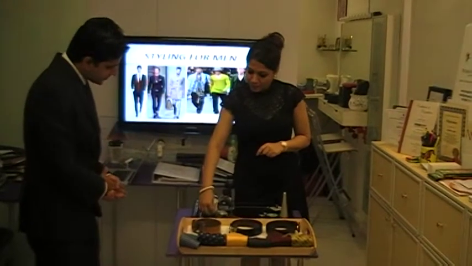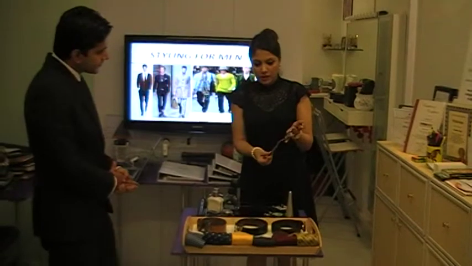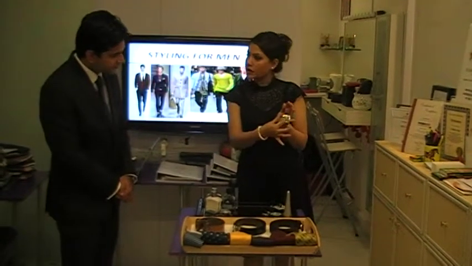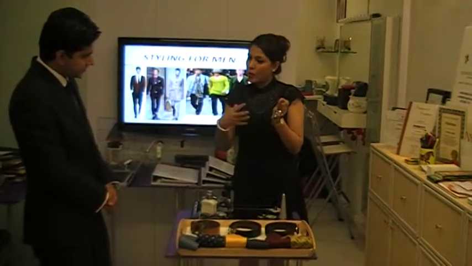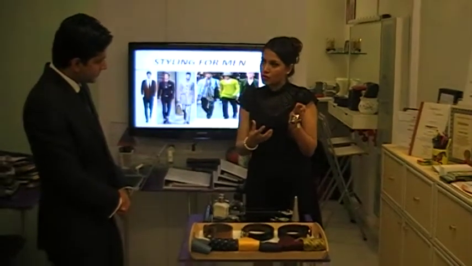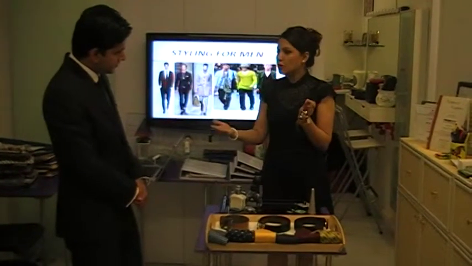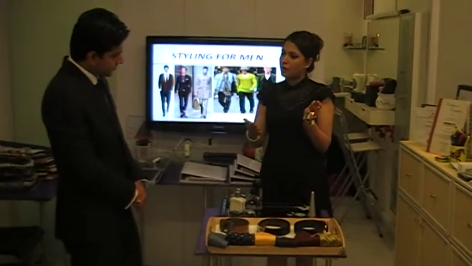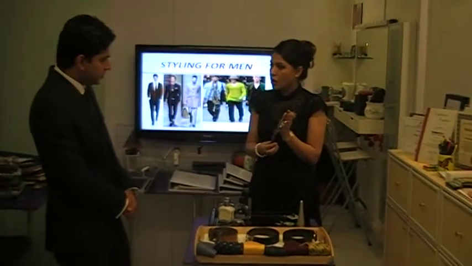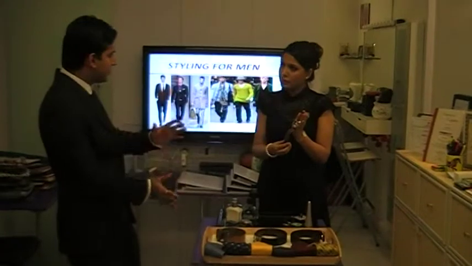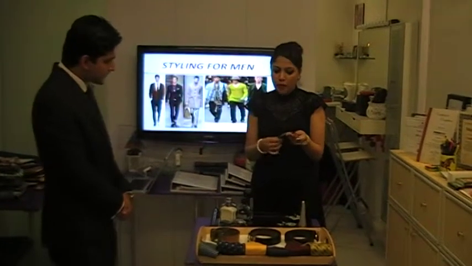Sure. Now if I were to ask you about this watch, it's got a square dial. It's got a brown leather strap. When you look at a watch like this, does it reflect formality? You also are from a corporate background, so do you see a lot of this? It's a mix of formal and casual. Yeah. So I would term it as semi-formal.